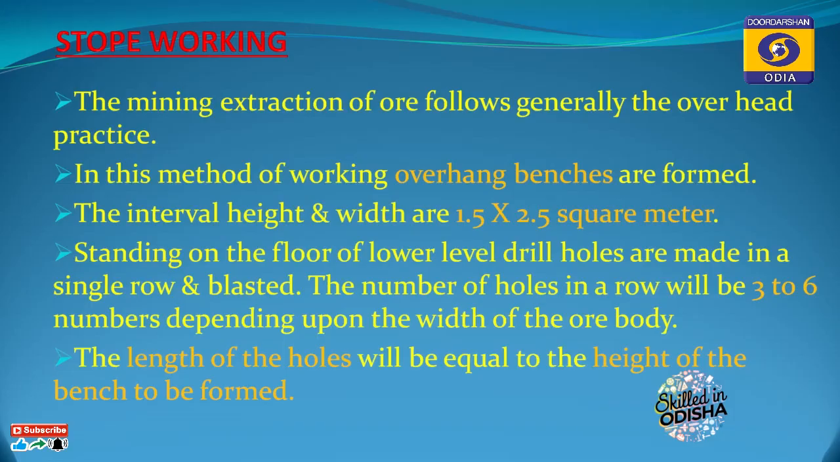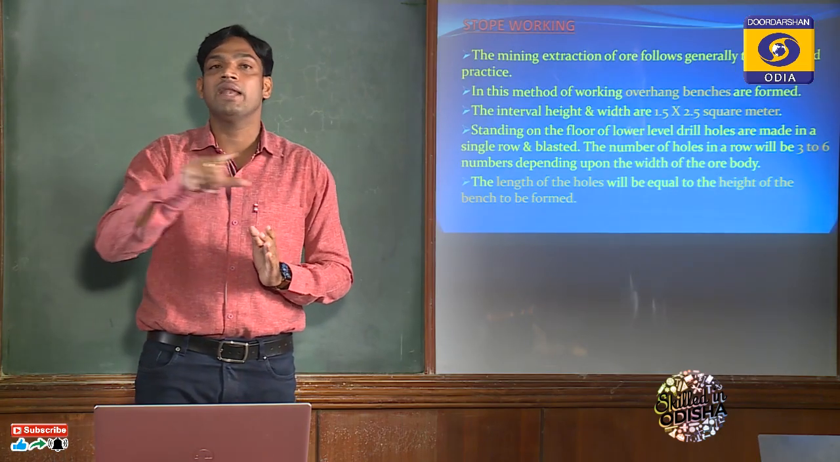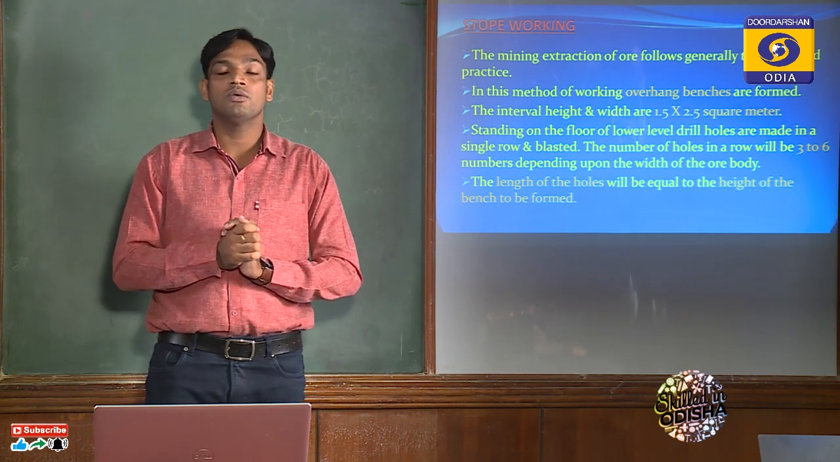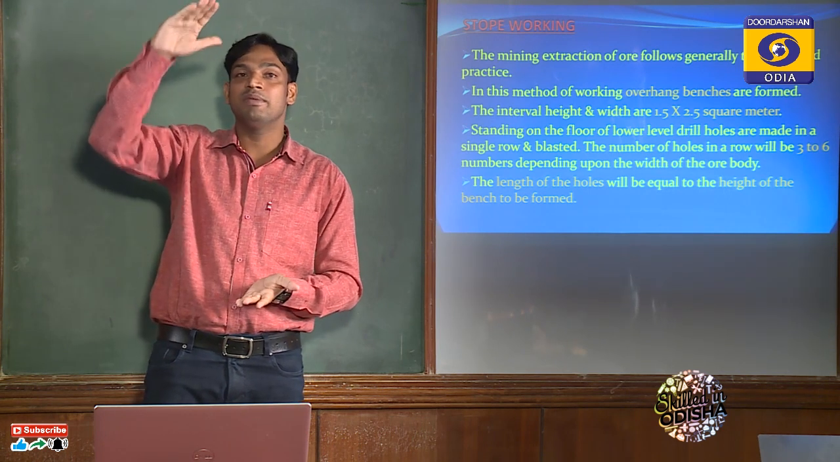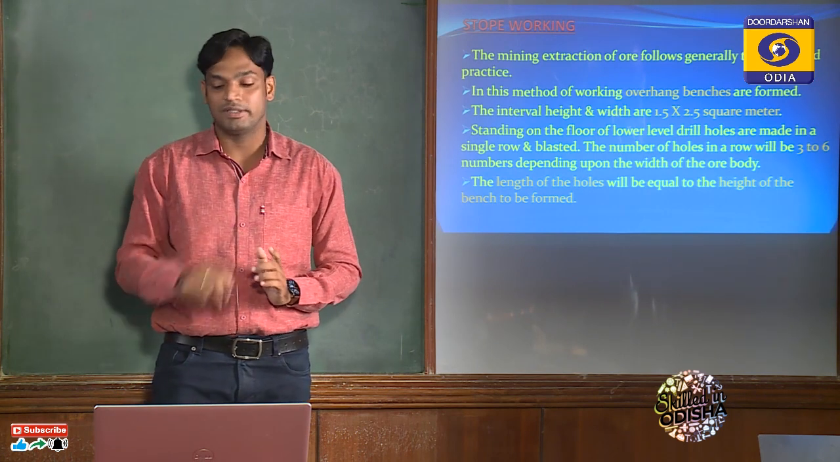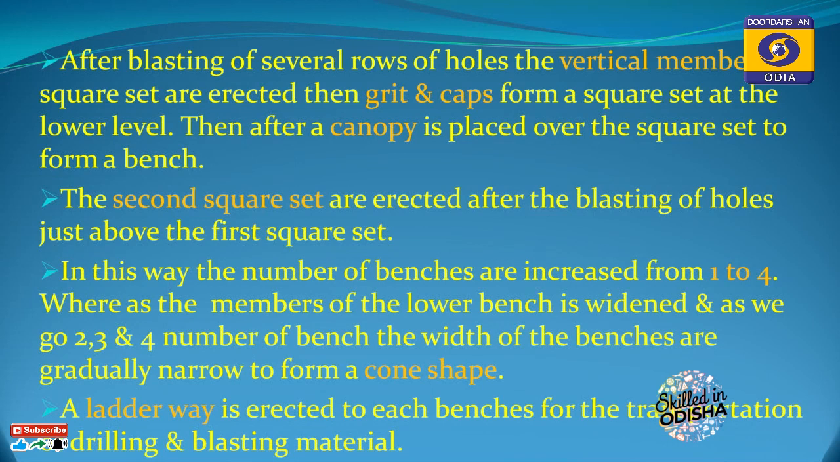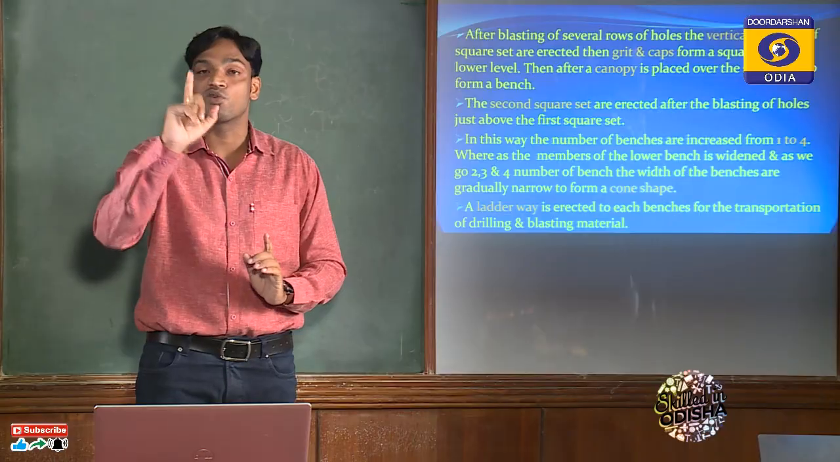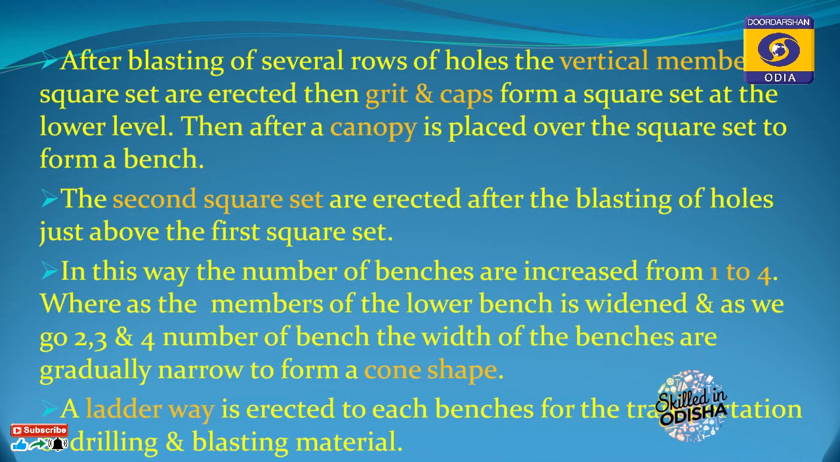The length of the drill holes will be equal to the height of the bench to be formed. Here we are creating the inverted bench. The length of the drill hole is equal to the height of the bench, and that is also equal to the height of the post, the vertical member. After blasting several rows of holes, the posts are erected, then grids and caps form a square set at the lower level.